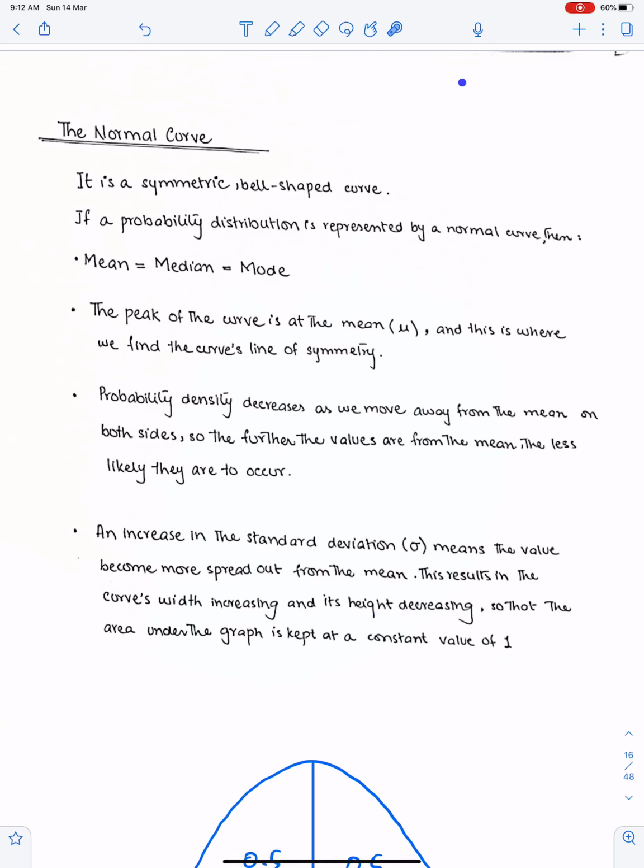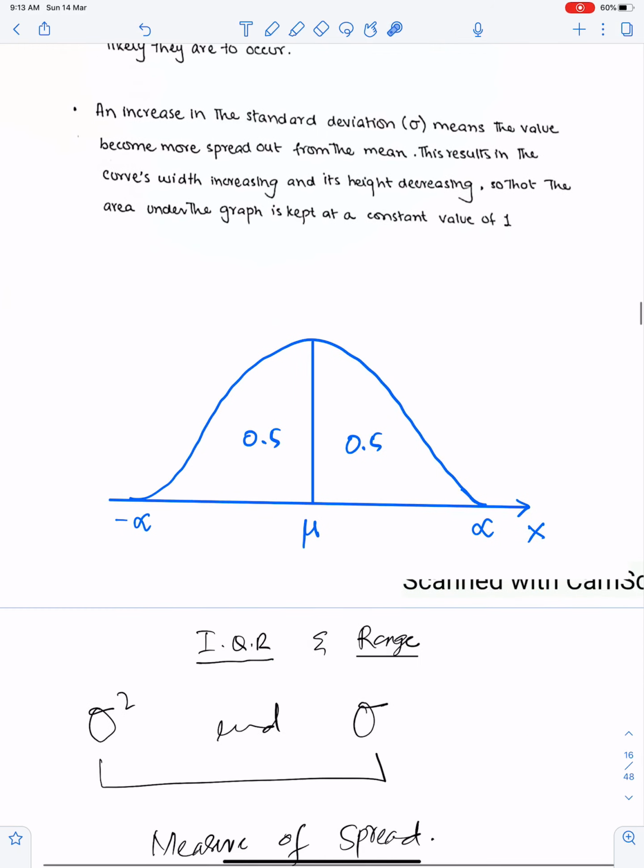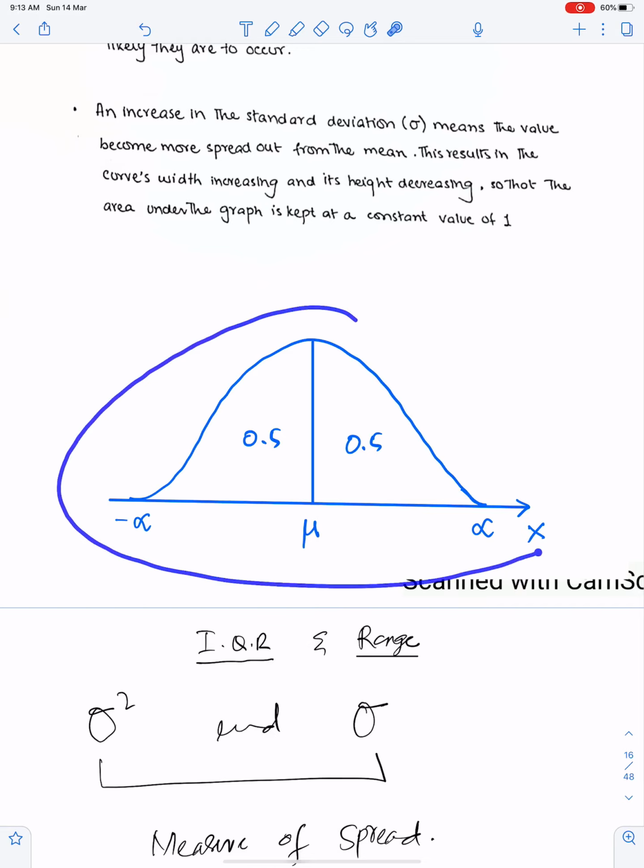So for large values of sigma, we have low peaks, and for small values of sigma we have high peaks. Large values of sigma mean more spread, and small values of sigma mean less variation. This is the normal curve.